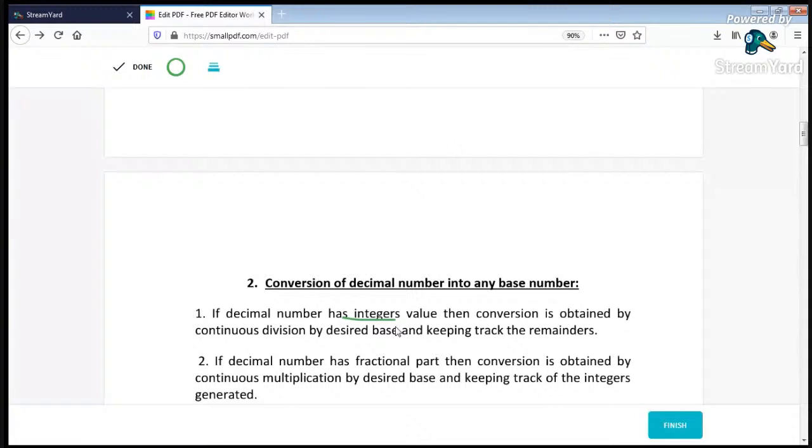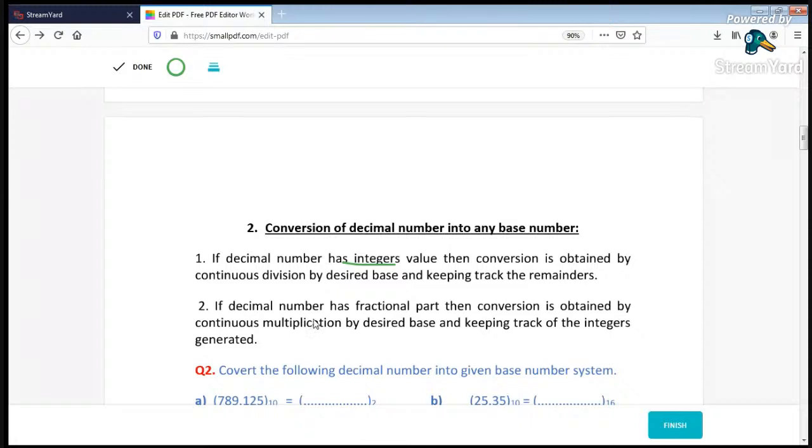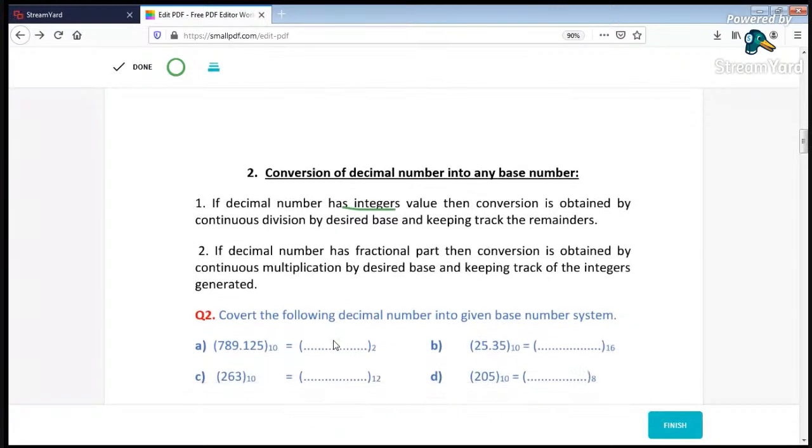If any decimal has an integer value, then to convert that integer value into the desired base, it will be divided by the desired base while keeping track of the remainders. Then you will get the final answer. Second, if the decimal number has a fractional part, then conversion is obtained by continuous multiplication by the desired base and keeping track of the integer generated. So how can we solve this type of problem?